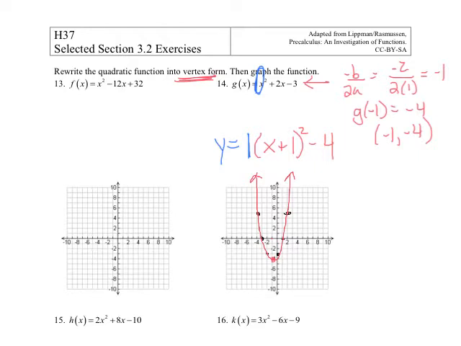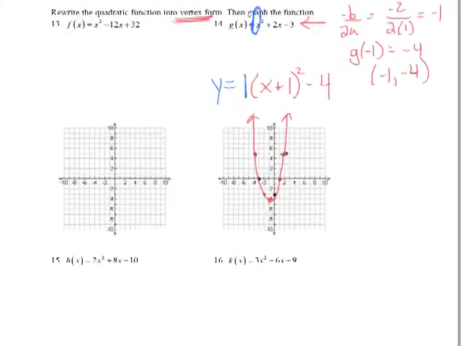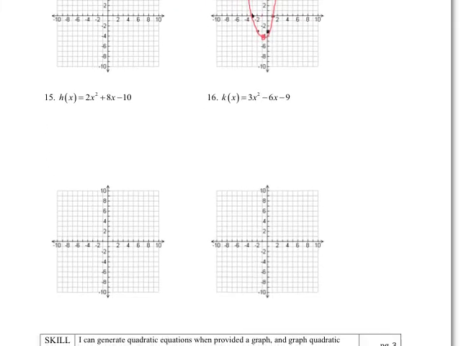Pretty straightforward. What you need to do is first find the vertex and then think of that vertex as a shift from the origin, so left 1, down 4 in this case. And then you're going to look at your leading coefficient, and that will tell you what sort of stretch you have going on. So let's take a look at the second problem, number 16.